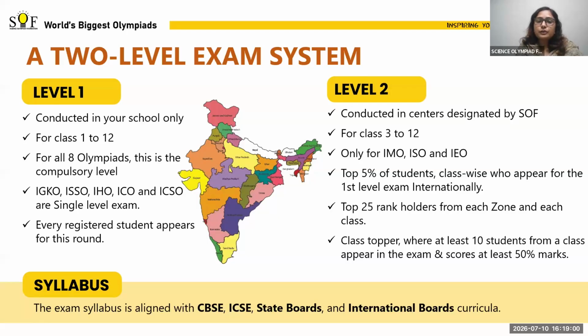Students qualify for level 2 by performing well in level 1. They become eligible if they are among the top 5% internationally, top 25 rank holders in their zone and classes, or the class topper, provided at least 10 students from that class appear for the examination, and the toppers secure a minimum of 50% marks.